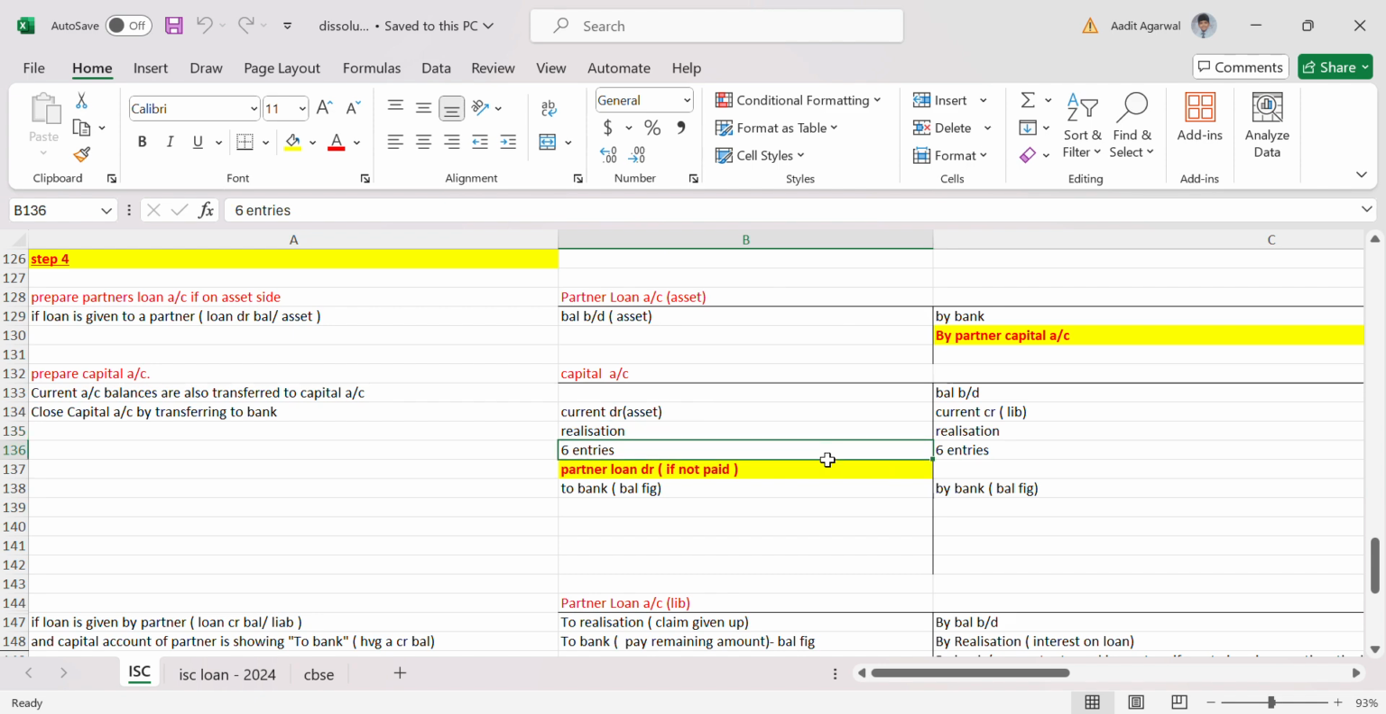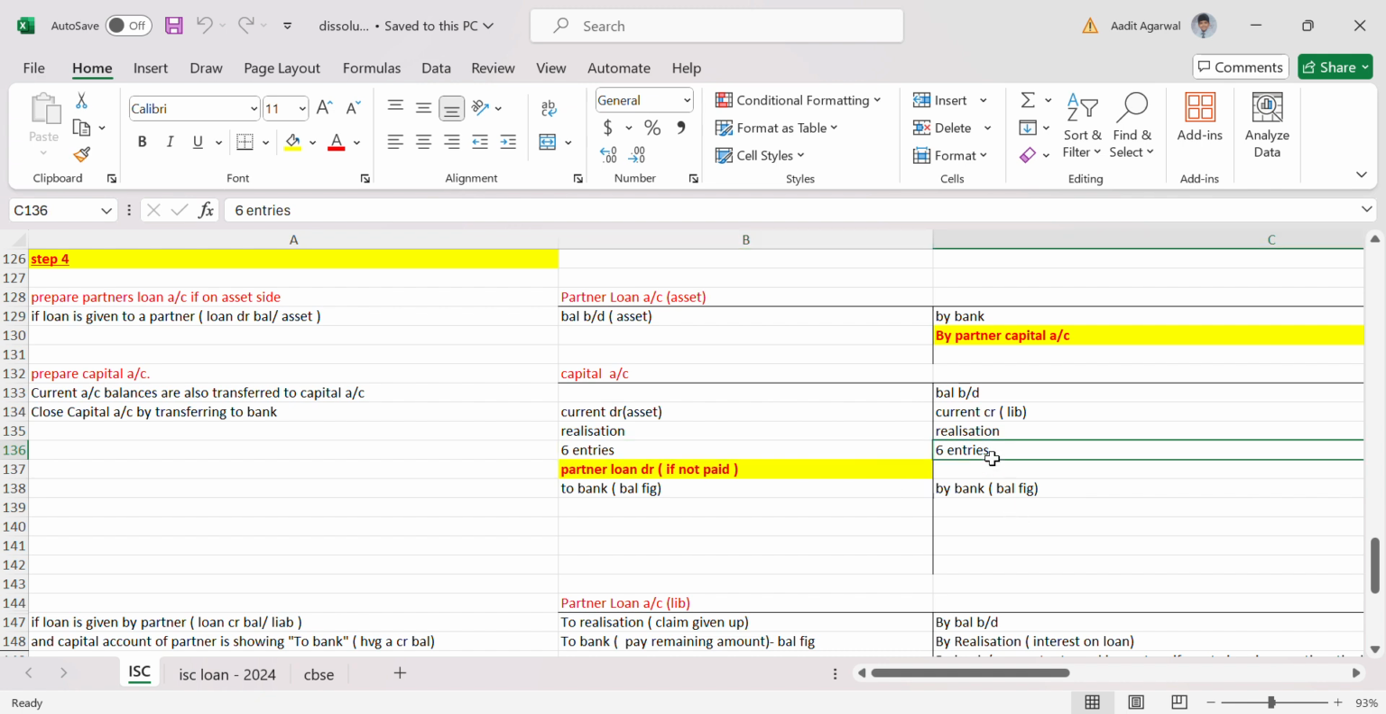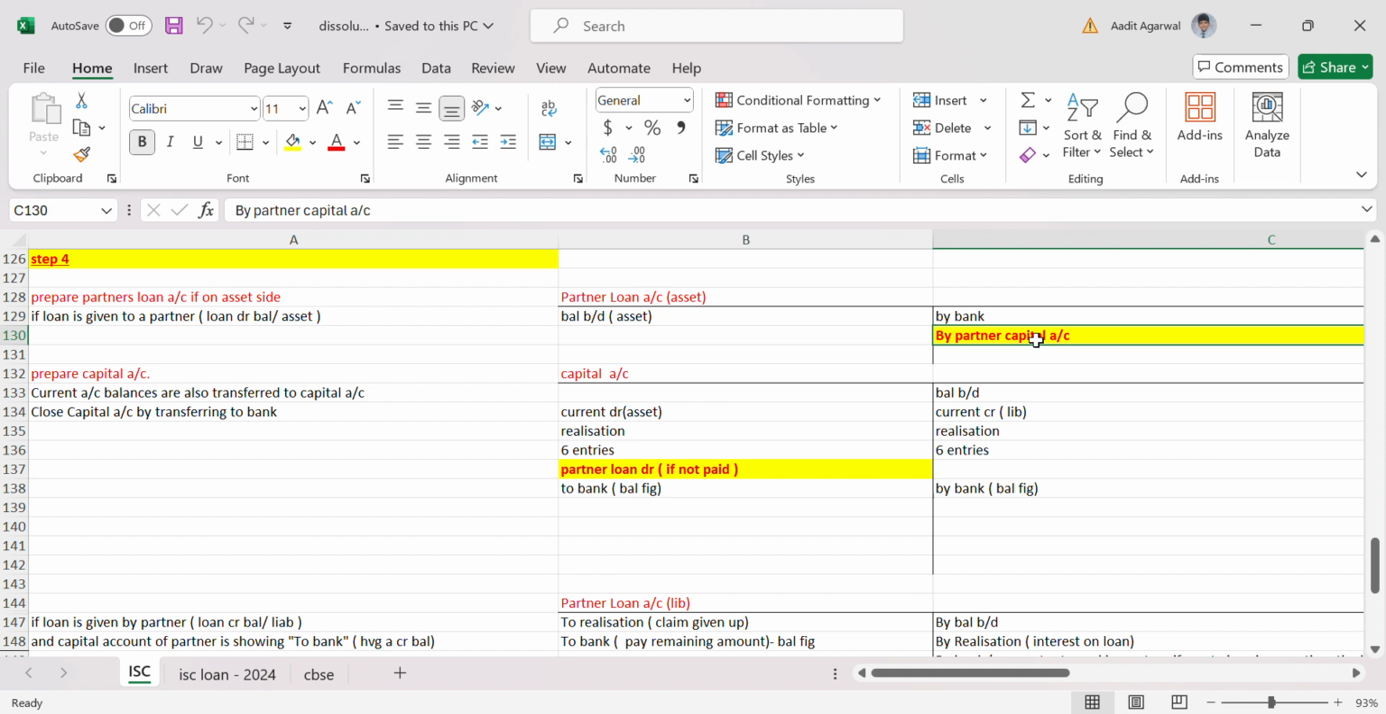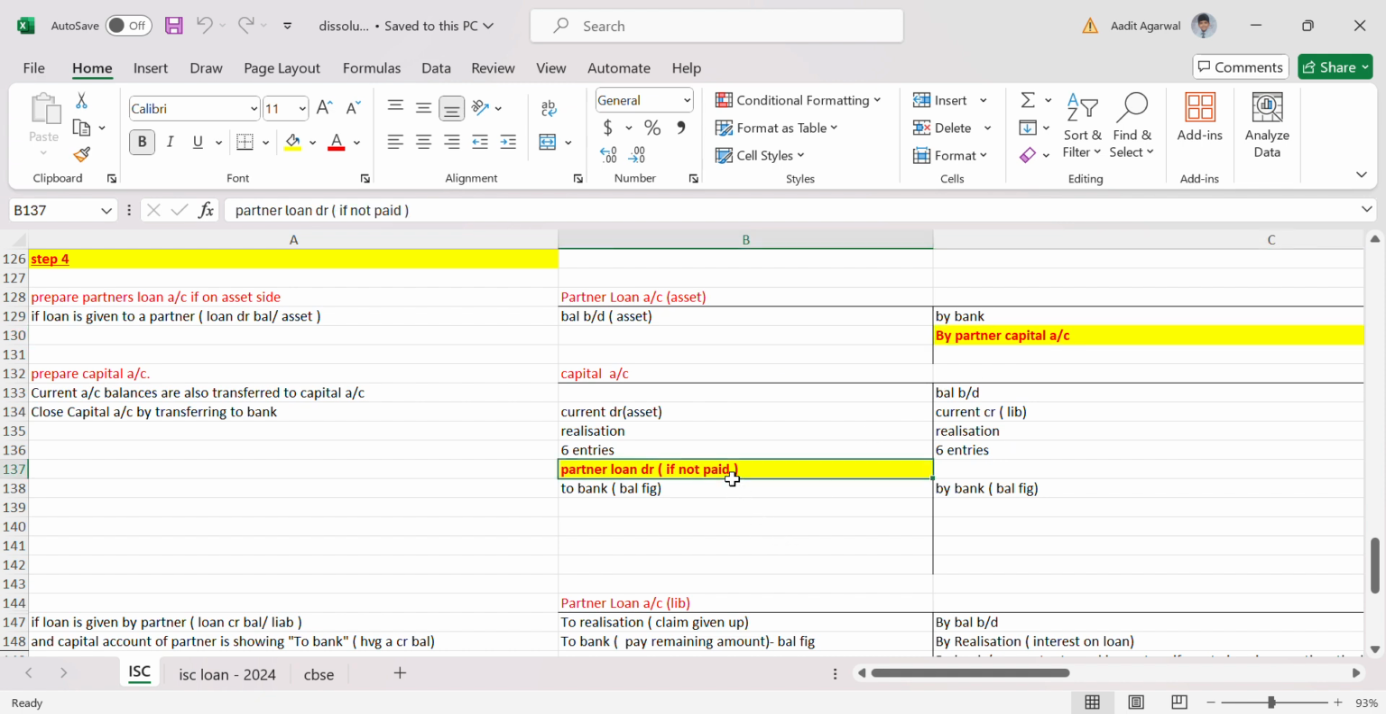The 6 entries that you learned in my video number 2 regarding general reserve, workers' compensation fund, investment fluctuation reserve, deferred revenue expenditure, P&L, all those journal entries that you had passed, you have to post in the capital account. If in the journal entries the partner's capital account was credited, then you credit the partner. If in the journal entries the partner was debited, then you debit the partner. If there was a partner's loan account mentioned in the assets, then you transfer it to the capital account as well. In the end, you close the capital account by writing to bank or by bank.